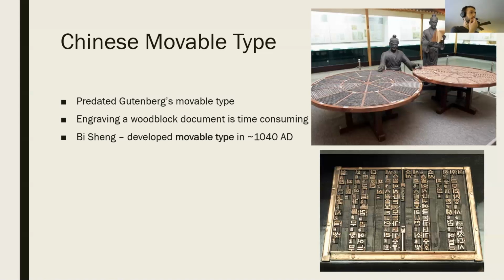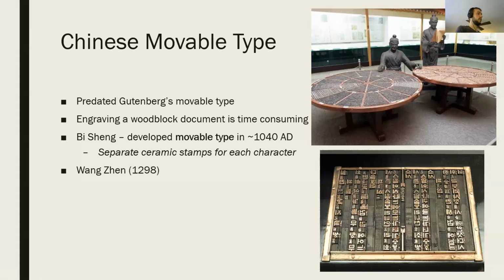To alleviate this problem, Bi Sheng developed a system of movable type around the year 1040 AD, so about 400 years before Gutenberg. This involved making separate ceramic stamps for each Chinese character. And then these characters could be moved and arranged to form new documents. So this is basically an example of movable type, well before the kinds that we saw in Europe.